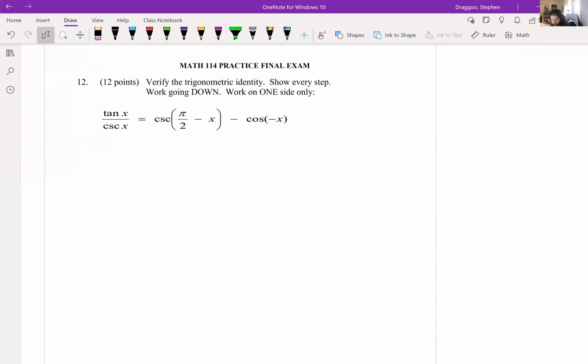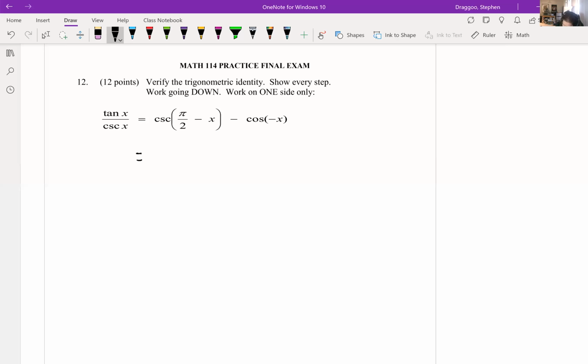Okay, problem 12. Ooh, verify a trig identity. Work on only one side and show all your work. All right, so when we have trig identities, usually it makes the most sense to work on the more complicated side. So I'm going to simplify the right side of this thing, starting with the cosecant of pi over 2 minus x.